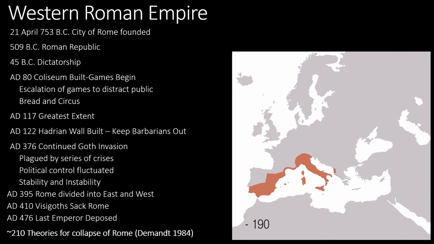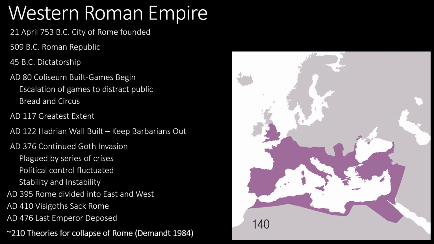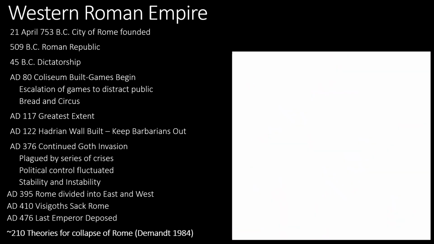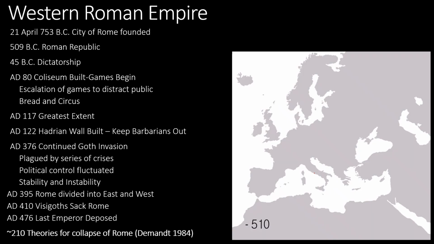On April 21st in 753 BC, legend has it that the city of Rome was founded by Romulus and Remus, the wolf twins. In 509 BC, the Roman Republic was formed, and citizens of the state were given voting rights. In 45 BC, a dictatorship was formed, and the government changed from a democracy to a dictatorship. In AD 80, the Roman Colosseum was built and the games began.